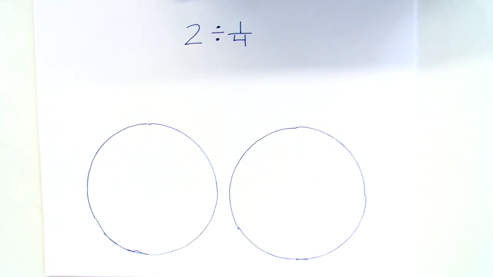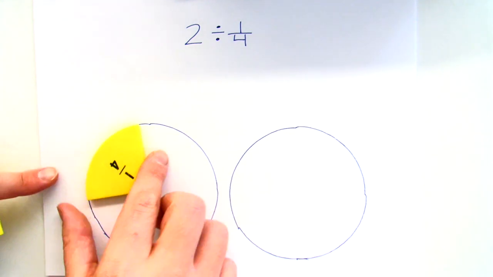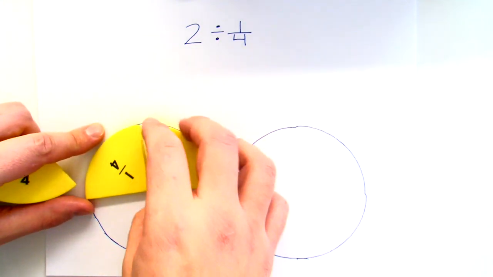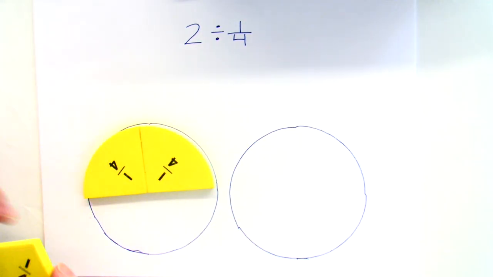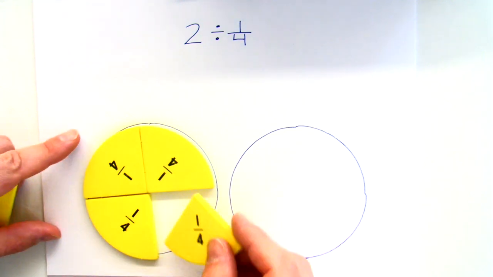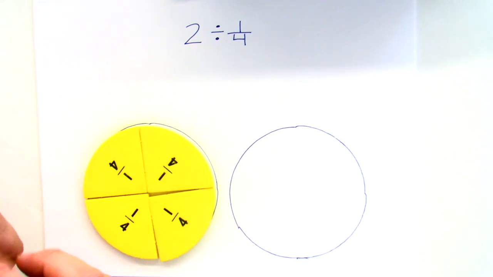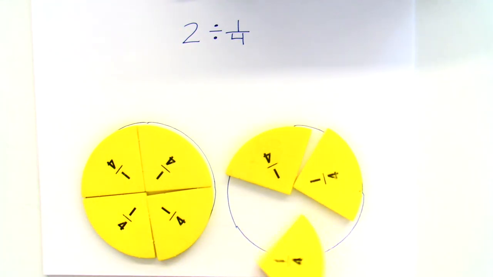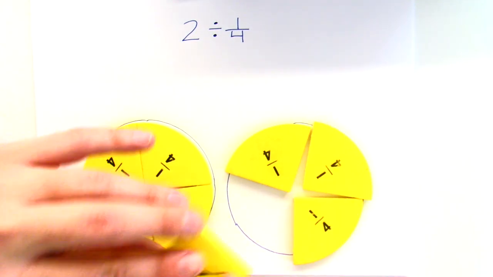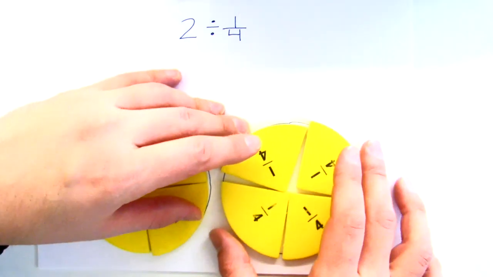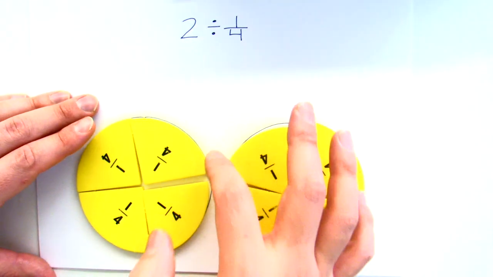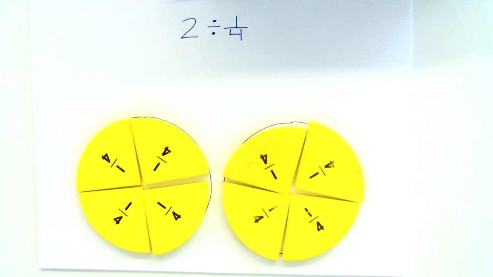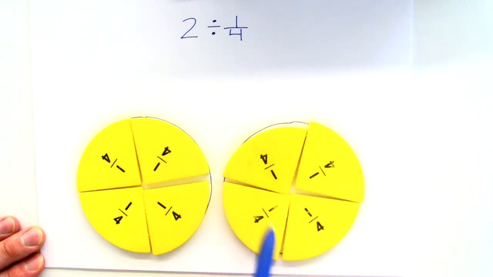So I have 2 kind of badly drawn circles down here, and let's see how many times 1/4 can fit into 2. So 1/4 can fit into 1 4 times, right? And 1/4 can fit into 2 8 times, right? So 1/4 fits into 2 8 times. 2 divided by 1/4 is 8. 1, 2, 3, 4, 5, 6, 7, 8.